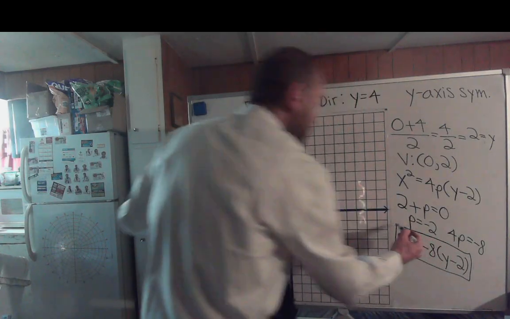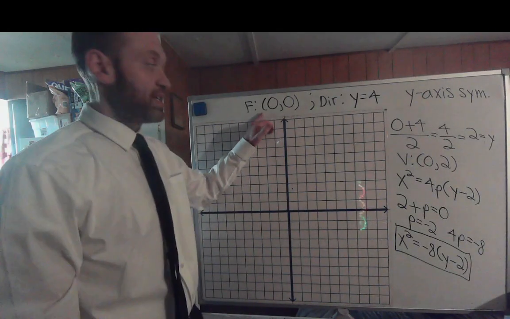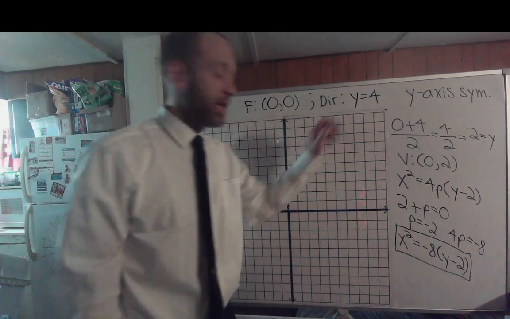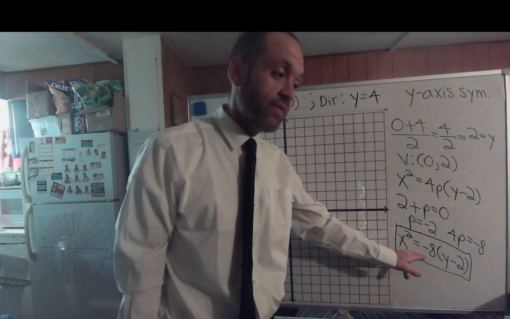There is my equation for this particular parabola. With a focus at 0, 0 and directrix at y equals 4, the equation ends up being x squared equals negative 8 times the quantity y minus 2.